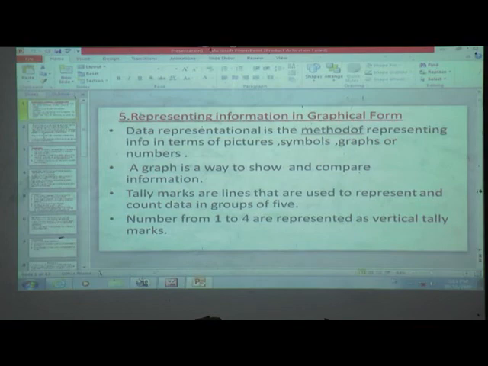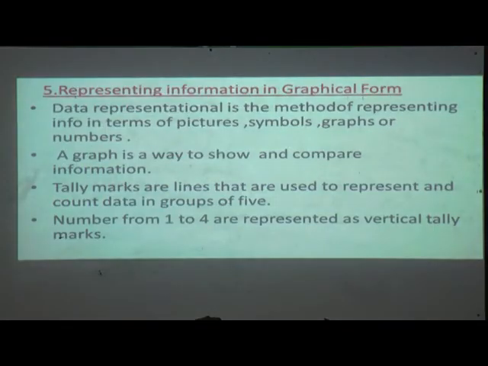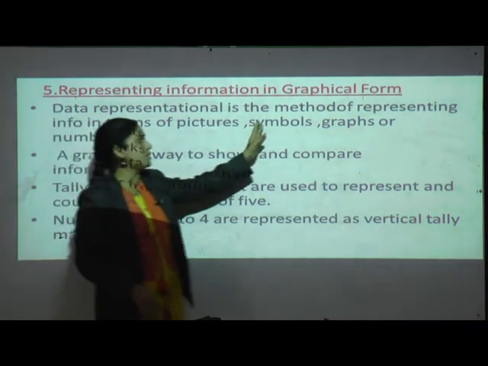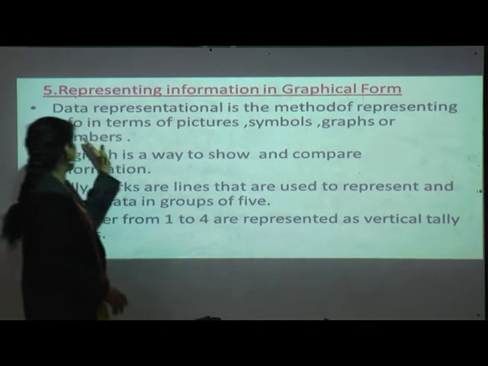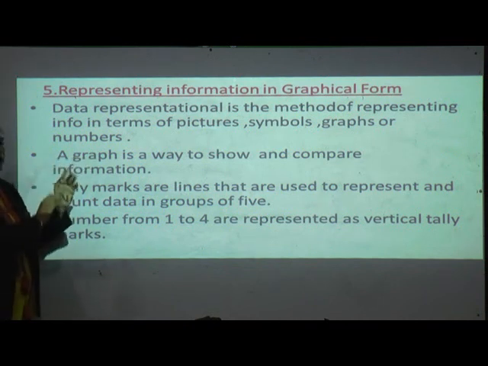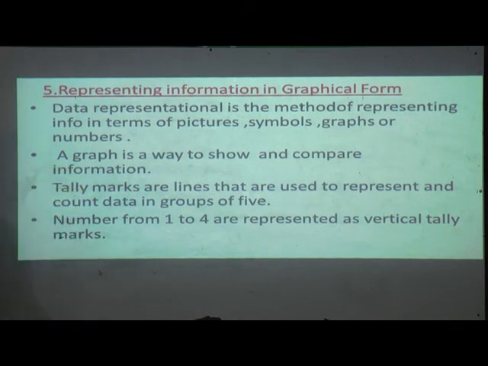Data representation is a method of representing information in terms of pictures, symbols, graphs or numbers. This data we can present in the form of pictures, symbols, graphs or numbers. Now, a graph is a way to show and compare information. Students, by using a graph we can compare and show the information very easily in less time.